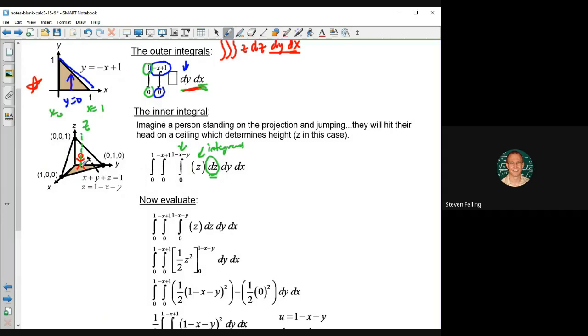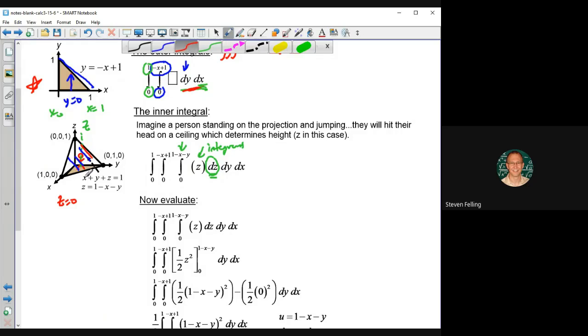And so then you can ask yourself the question, where would that jumping start? And so that would start, I'm going to use red here, at z equals 0, and it would end when they hit their head on this plane here. Actually, let me use a different color. That would end when they hit their head on this plane. So I'm going to need a function for this plane and the z value of that plane. So where would we stop? Where would we hit our head?